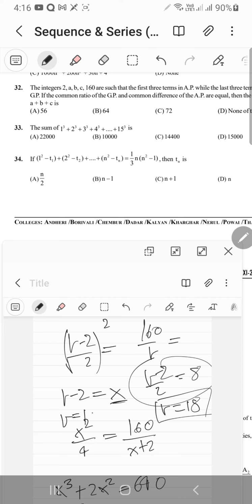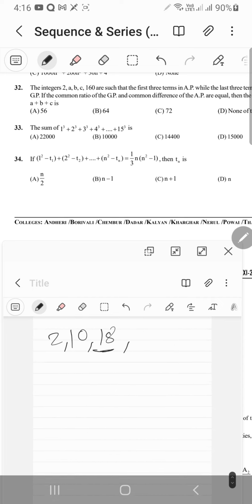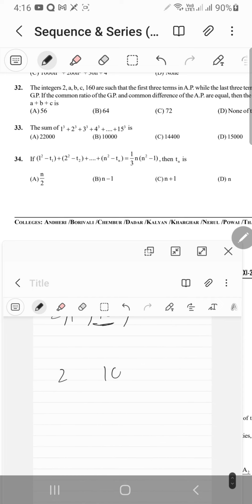So B is 10. B is 10 instead. So it's 2, 10 and 160. And now A, that will be 6. And this thing, so it's 160, right? So it's going to be 40. Cool, got it. Then A plus B plus C, that's just 56.